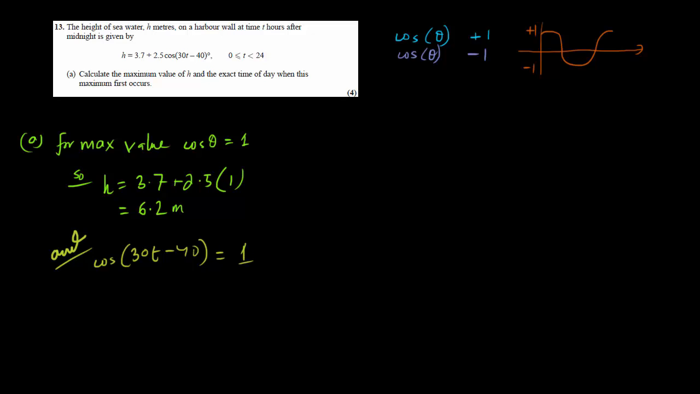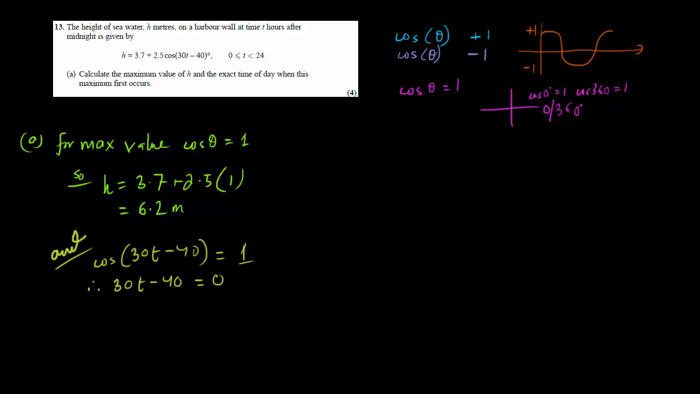So when does this happen? Think about it. When do we have the maximum value? If you remember, cos theta equals 1 would only happen at 0 degrees and 360 degrees. So cos 0 degrees is 1, and also cos 360 degrees is also 1. We need the smallest value. So what we will write over here is, therefore, 30t minus 40, which is theta, equals 0. We have cos theta equals 1 when the angle is 0.